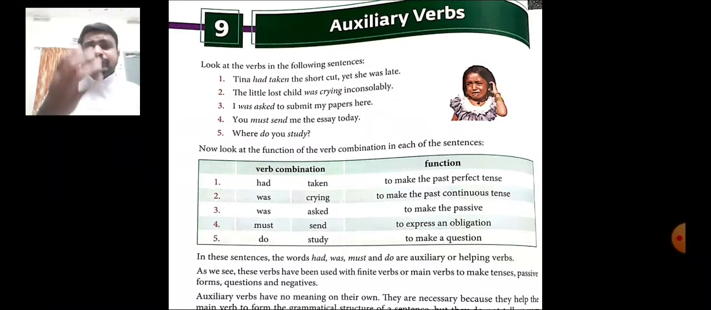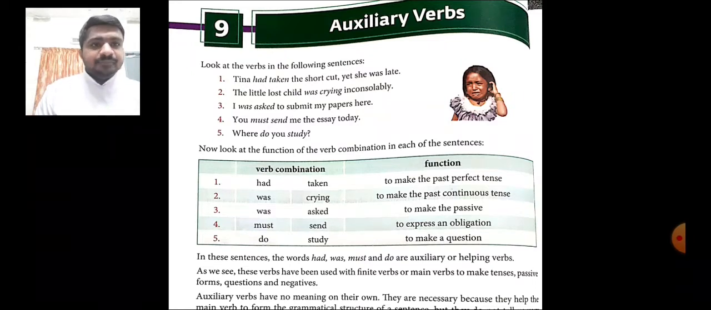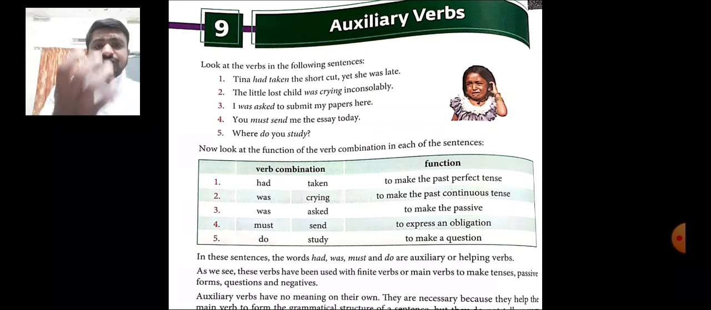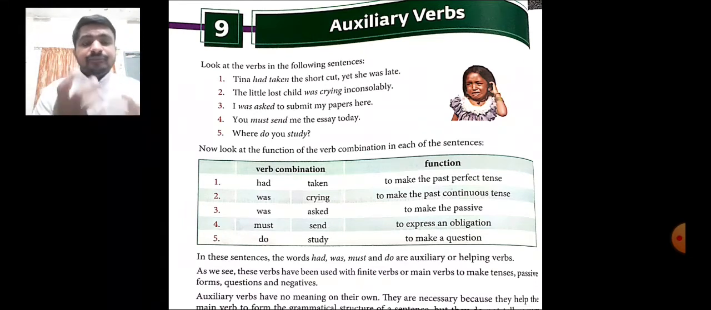When we see those sentences, you can understand that there is a verb combination. In the first sentence, had taken is used to make a past perfect sentence. And in the verb combinations, we have had, was, must, do. All these things are called the auxiliary verbs. Auxiliary verbs, as I told you, are the helping verbs.